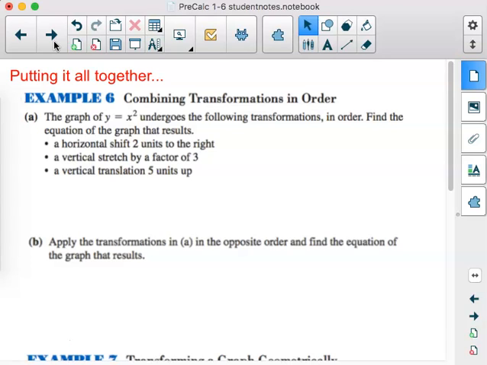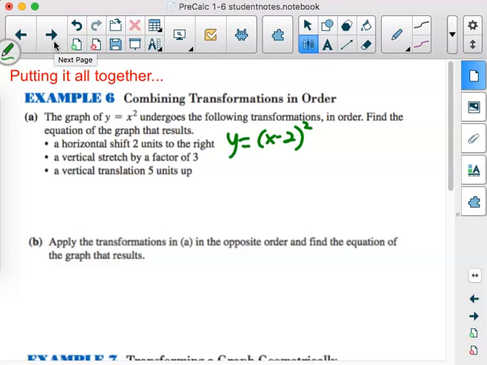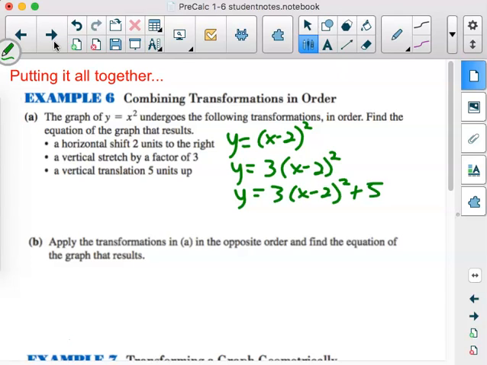So the first thing we're supposed to do is a horizontal shift 2 units to the right. Well, we know from the past that means we have to attach that to the x because that's a right and left movement, but it looks the opposite of what we would normally think it should be. And then we need a vertical stretch by a factor of 3, and we also know that that is our a value, so that goes out in front. And then finally we have a vertical translation 5 units up, and that is our k value in the back.